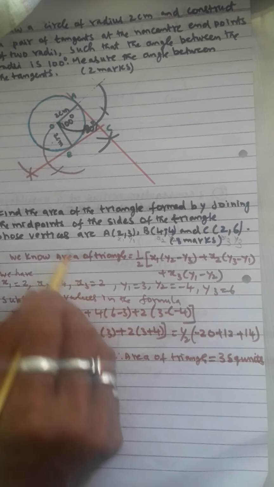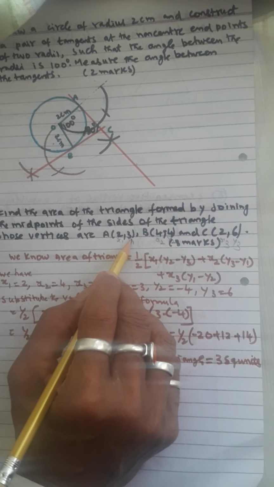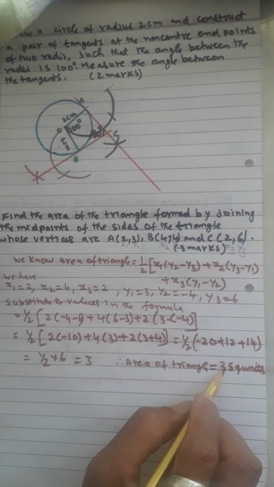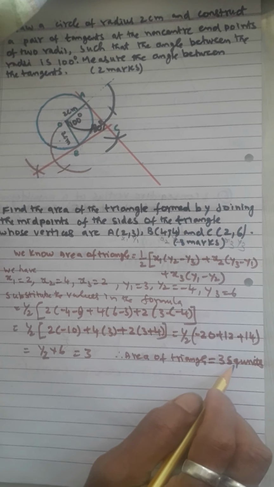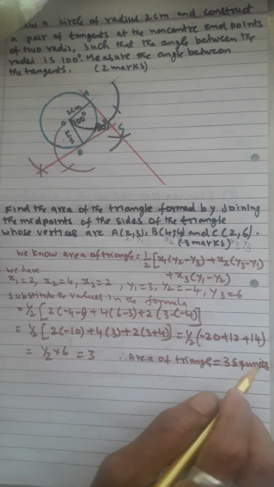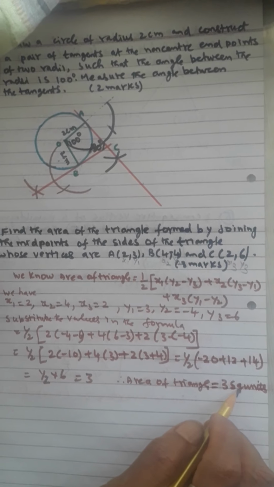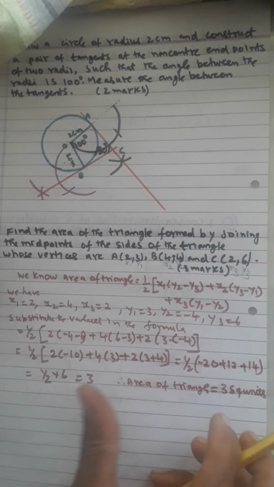Now here they have not given whether centimeter or meter or anything. So we don't know what it is. So you write square units. Any area will come as square units. Perimeter will come as only units. But area I should write as square units at the end.